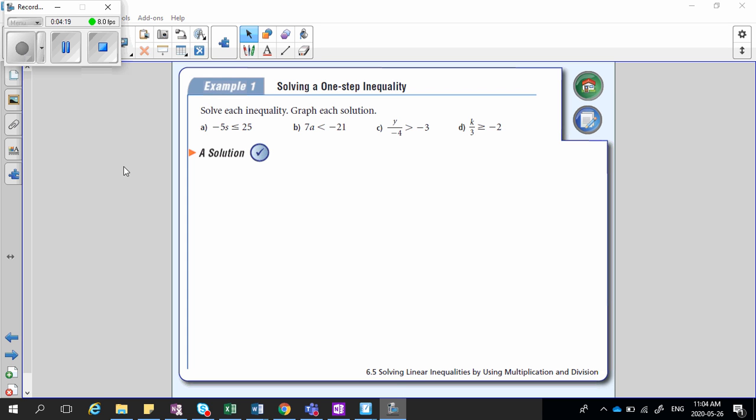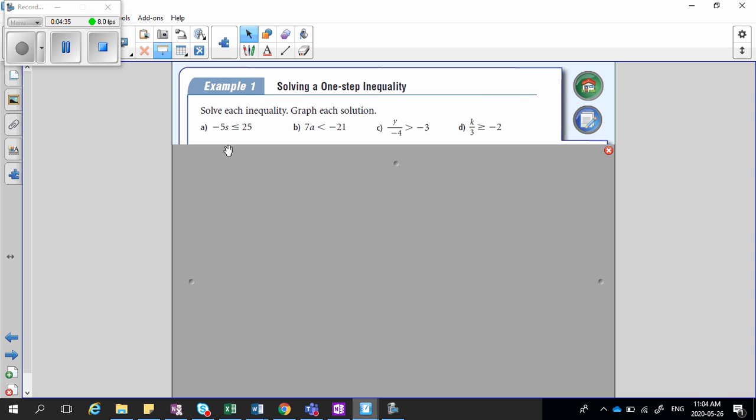Alrighty, let's try an example. So we're going to solve a one-step inequality, just like a one-step equation. Same idea. So let's just do A. We have minus 5s is less than or equal to 25. Let's see what happens. In order to get s all alone, in order to isolate s, we have minus 5 times s. So we have to divide by the part we want to get rid of because it's held in there with a multiplication. So we do the opposite operation to get rid of that negative 5. The opposite operation of multiplication is division. So we divide both sides by negative 5.